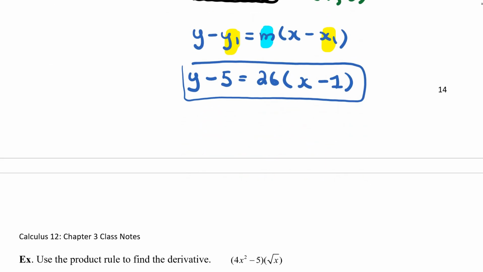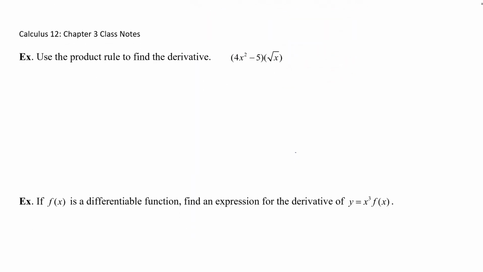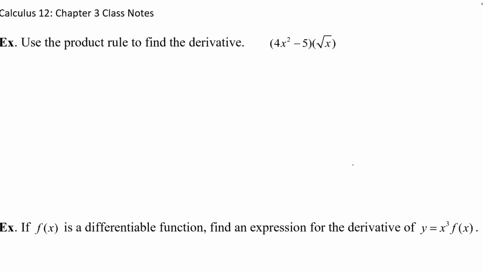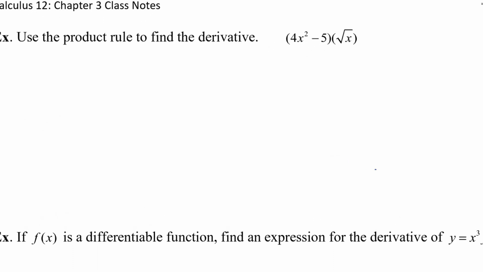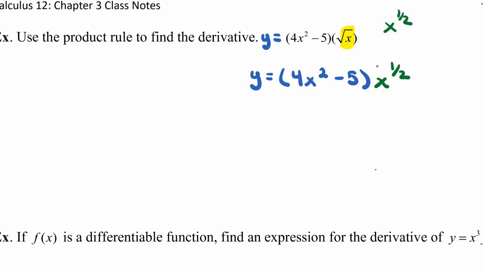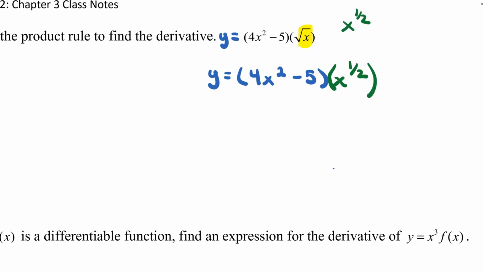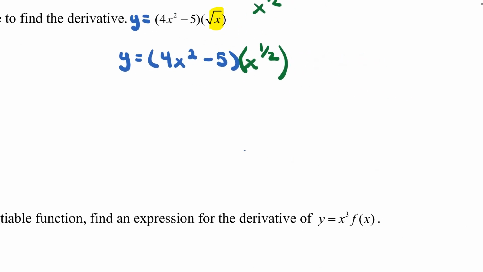Okay, let's see if we can do a few more product rule questions here. So use the product rule to find the derivative of this. Now, when you find the derivative of that, let's just say this is y equals. I would write this in a way where it's in ready form. It's not in ready form just yet because you have this square root of x, and I would change that to x to the power 1/2. All right, now this is in ready form because everything is in terms of a power.